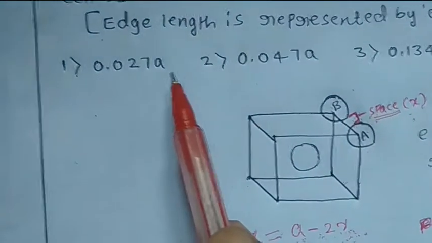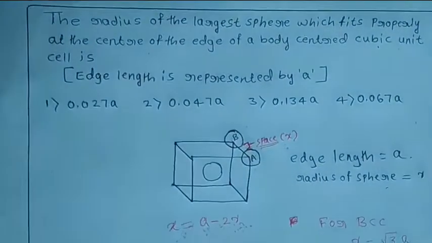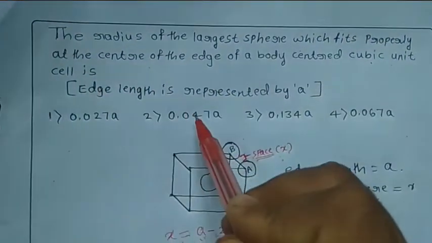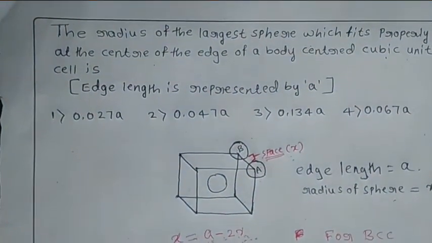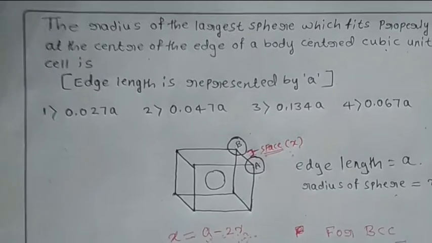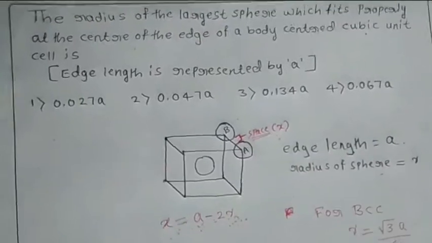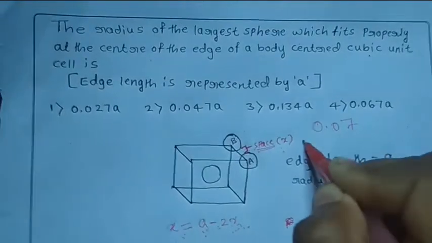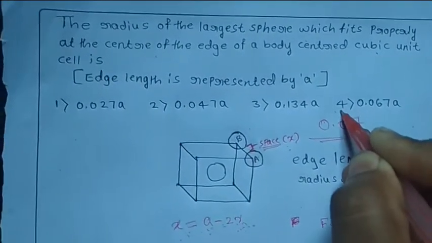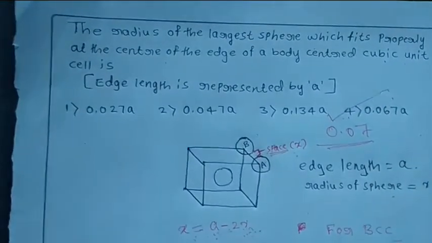The nearest answer is in the option 4. Just see the options again. Option 1 is 0.027a. Second option is 0.047a. Third option is 0.134. And the fourth one is 0.067. Out of 4, the fourth option is nearest to our answer, which is 0.07. So the fourth option is correct.